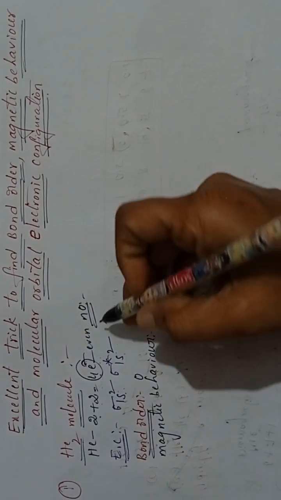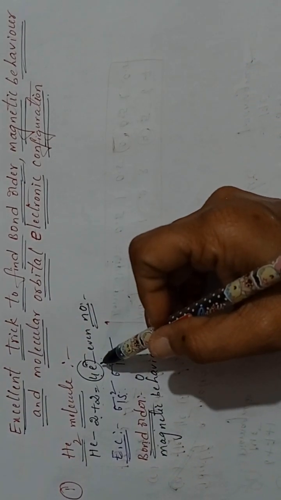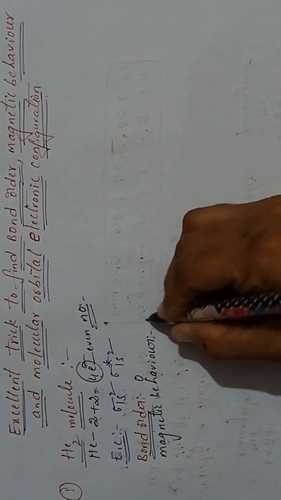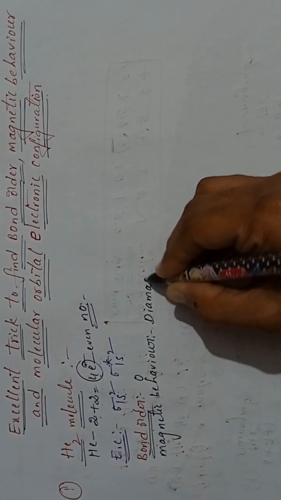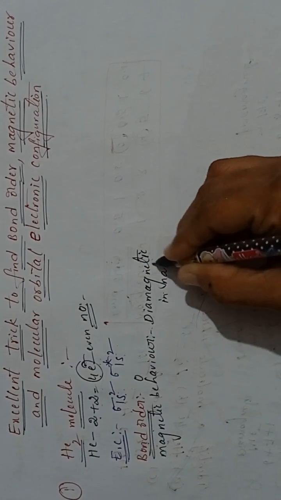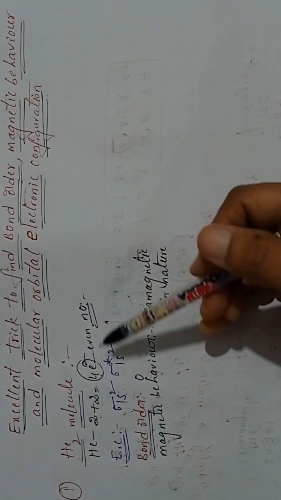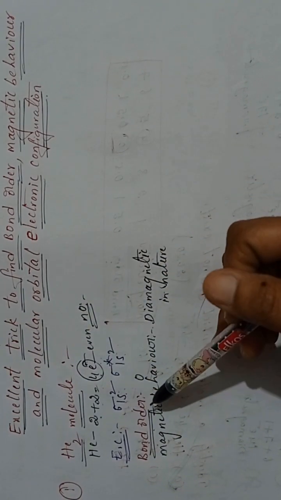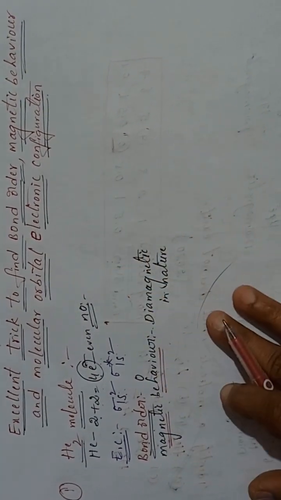Tell me, students, magnetic behavior: it is an even number of electrons, now 4 electrons, so that's why it is diamagnetic in nature. Clear? Diamagnetic in nature. So this is about the number of electrons. Next, electronic configuration, bond order, magnetic behavior. Clear this one? So this is about the He2 molecule.